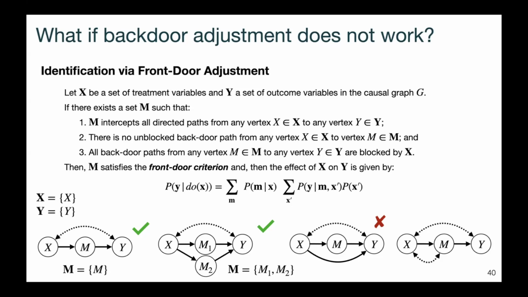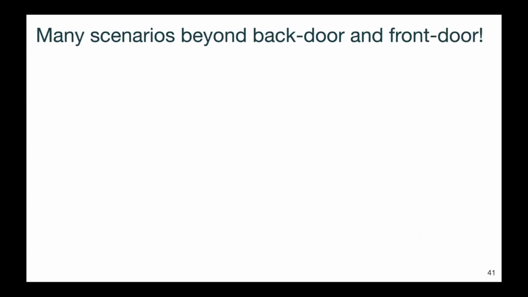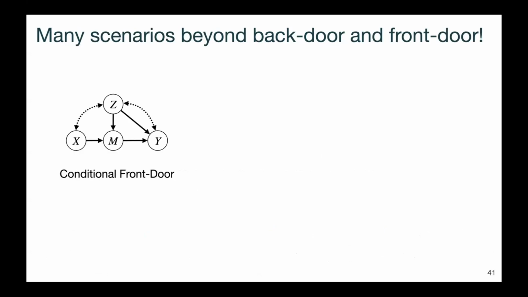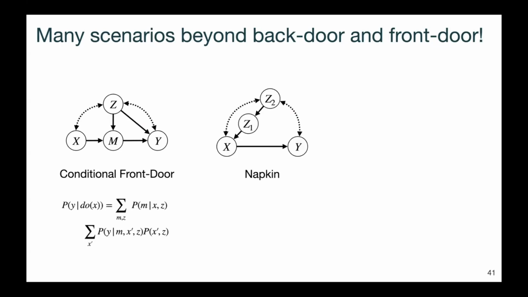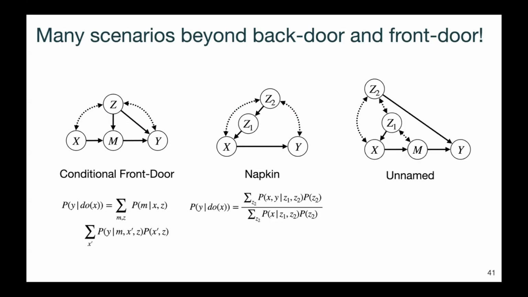And then you go again, let's see another scenario. There are many scenarios beyond backdoor and front door. You could have the conditional front door, where now you can try to block these backdoor paths between X and M and so on. And then you have a different formula. You could also have something that we call napkin, which is going to give this formula to you. Or you can even have a completely different graph that's unnamed. Maybe you can put your name here. It's going to be a different formula, right? And it's impossible to treat all these cases. That's why we need something more general. We cannot go one by one.